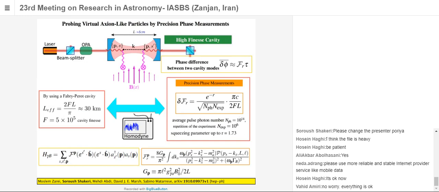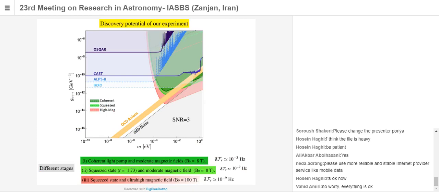And we are aiming to measure the phase difference between the cavity modes when you have a signal here. As you can see, you use a high finesse cavity. The finesse of this cavity is 10 to the 5. So you can increase this 8 centimeters to 30 kilometers to enhance the interaction length of the photons with the background. And then finally, you could observe this phase difference between two polarization modes. So this is the potential discovery of your experiment.